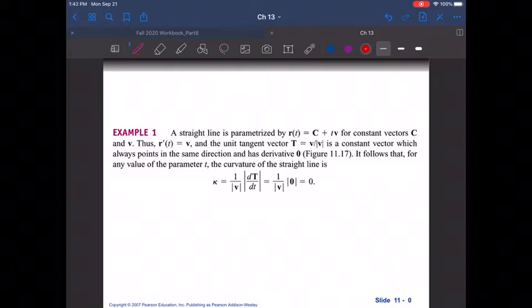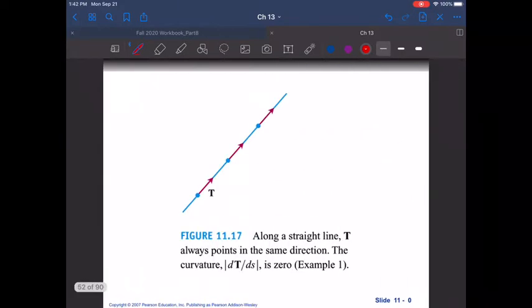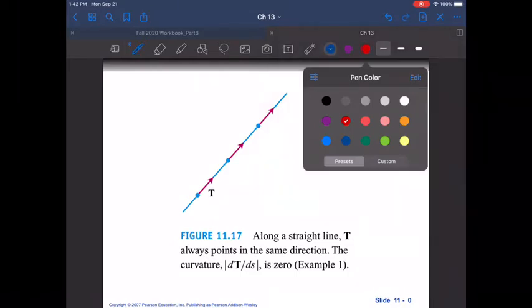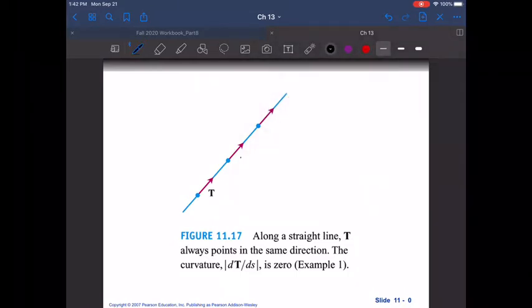It follows that for any value of the parameter t, the curvature of the straight line is therefore going to be 0. All right, you go through and do this, and it's going to just end up being 0 because, as you can see in this picture, straight line, and every single tangent vector here, they're all the same. All these T's are the same, and therefore that doesn't rotate, and therefore there's no change in T as we move through s or through little t, and therefore it's 0.